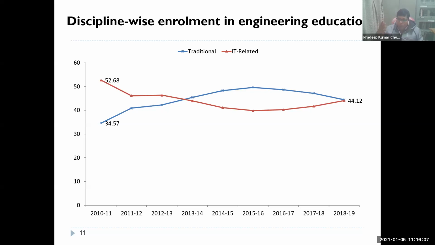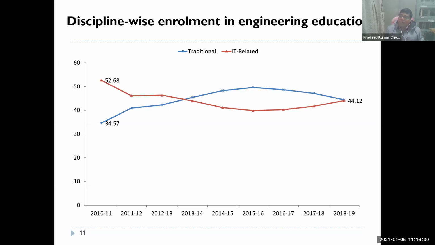You can correct me in the later part of our discussion, whether whatever we are thinking is in the right direction or not. We saw that there is a decline in the IT courses, but an increasing enrollment in traditional courses, the kind of courses that I just mentioned. But the irony is that the intake in IT related courses is higher. That is the data I see.